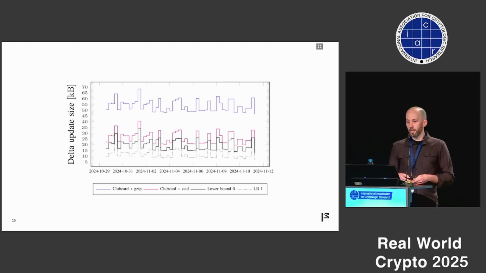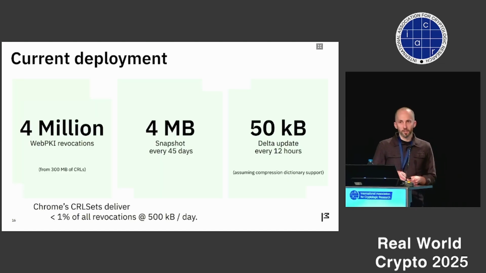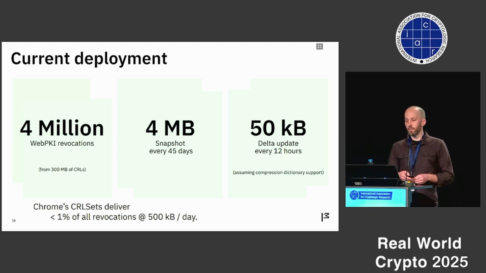So you do that and you drop down to 25, 30 kilobytes. So our current deployment, we're shipping all 4 million revocations that are in the WebPKI revocation set, which we gather from about 300 megabytes of CRLs. We encode those in a 4 megabyte snapshot every 45 days, and then we do delta updates at 12-hour intervals on top of that. And those delta updates are about 50 kilobytes using this dictionary compression idea.